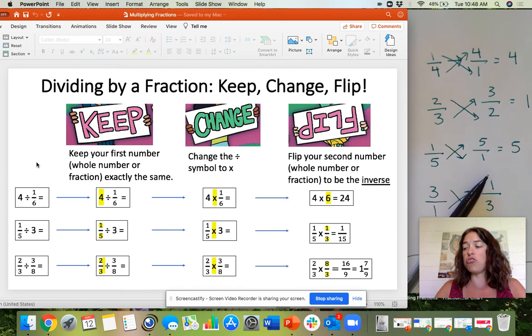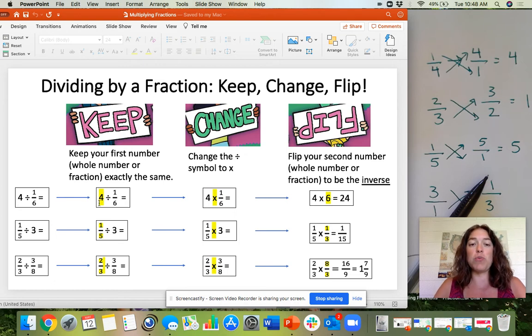Well, we could draw out our model and draw our 4 pizzas and cut each one into sixths and then count up all the pieces with 6 pieces in each pizza. But if we didn't want to have to draw a model, we could use our keep, change, flip. Let's take a look. Keep. We keep the first number exactly the same. It doesn't matter if it's a fraction or a whole number, I keep it the same. So nothing changed between my 4 and my 4. I kept it the same.